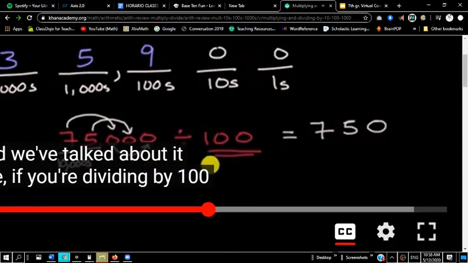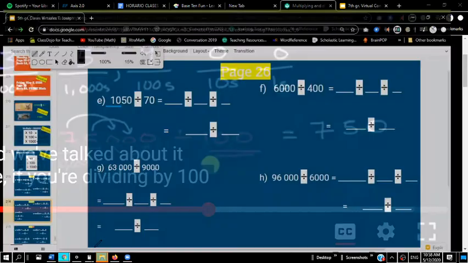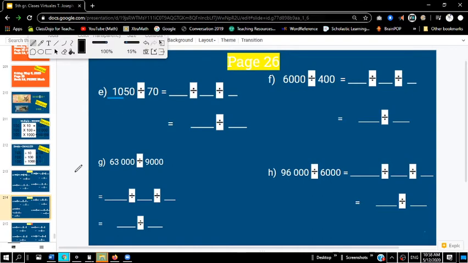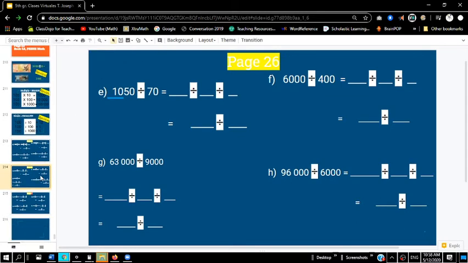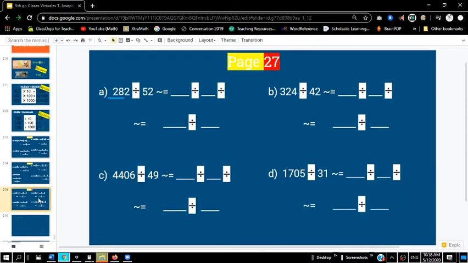We're going to pause that. That gives you just another perspective of how to divide by this base 10. Okay? Let's do these last problems on this next page. Actually, the first problem's on page 27.